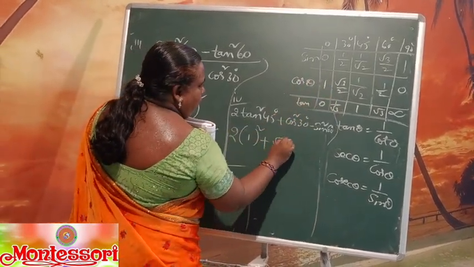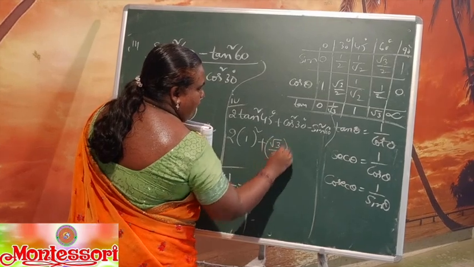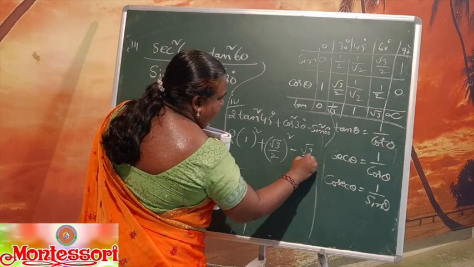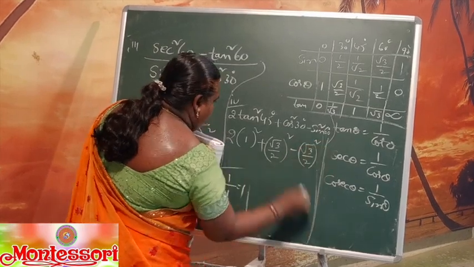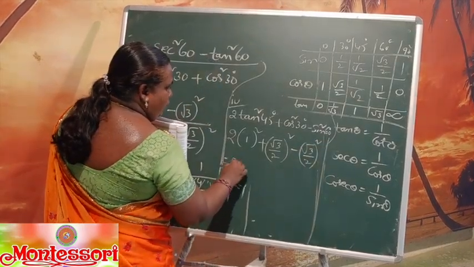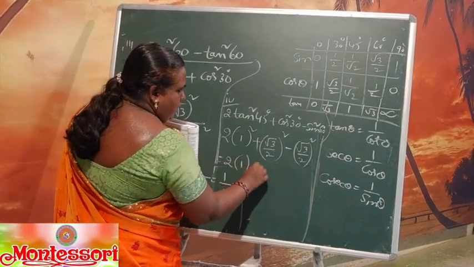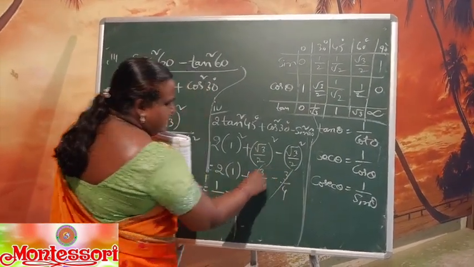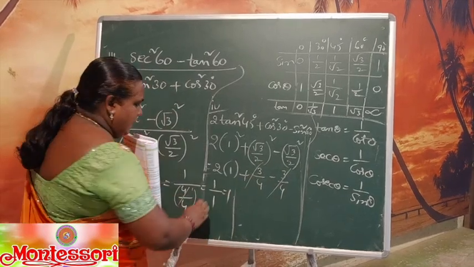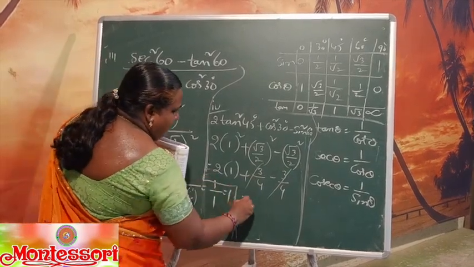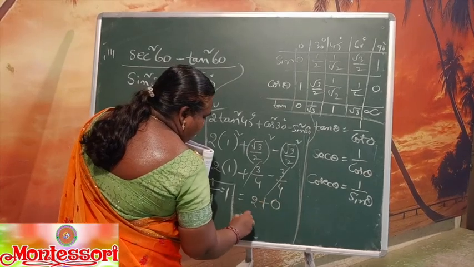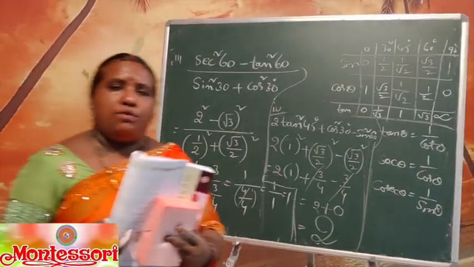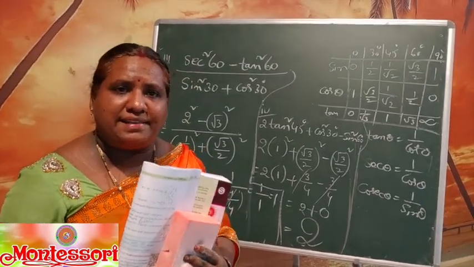Root 3 by 2, so root 3 by 2 whole square. What is sin 60? Root 3 by 2. So root 3 by 2 whole square. So that is equal to 2 into 1 square is 1 plus 3 by 4 minus 3 by 4. Plus term and minus term get cancelled, and finally the answer is 2 plus 0, nothing but 2. Easier now?